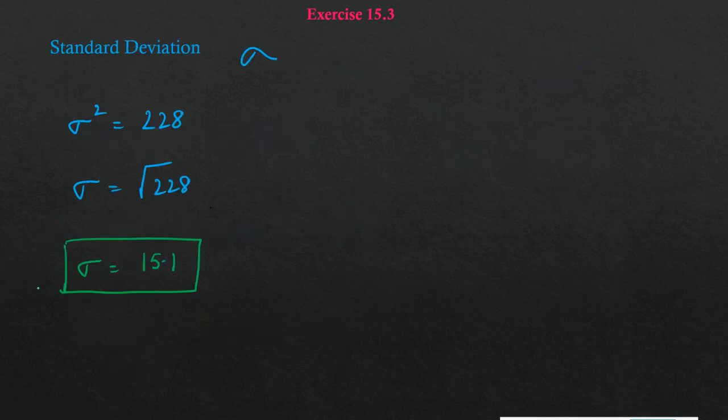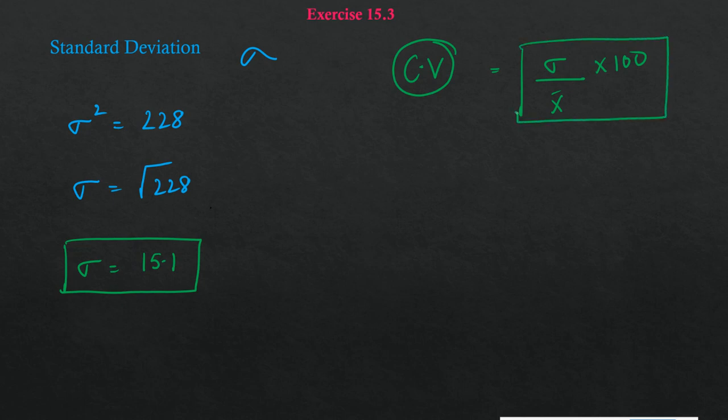Now I have to calculate the CV, right? Coefficient of variation for group A, for group B, whichever is going to be the higher value, that will be most variable, right? Now CV is given by the formula sigma divided by x bar multiplied by 100. This is going to be the value of CV for group A, right? So for group A, what is going to be the CV? It is going to be 15.1, right?